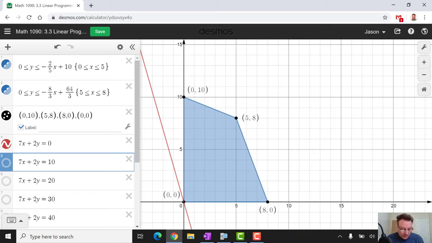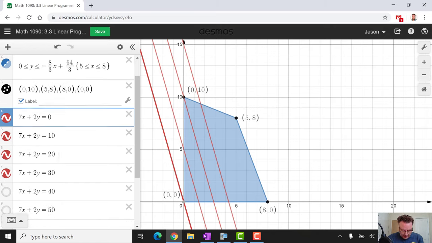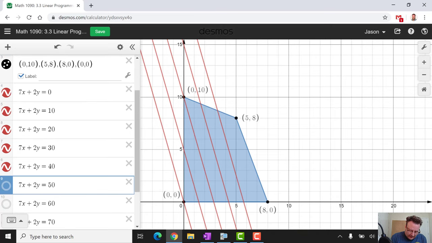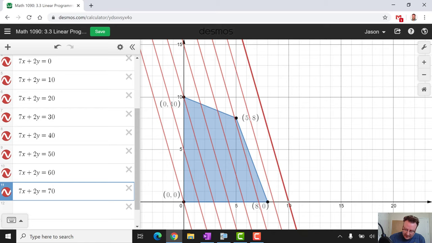So these red lines are my contours, just like the contours on the topographical map. And then the next one here corresponds with the line 7x plus 2y equals 10. Okay, and then if I keep going here, I've got a whole bunch of these. 7x plus 2y equals 20. 7x plus 2y equals 30, 40, 50, 60, 70. There. So I've got 8 different contours laid over this region, and I've covered the entire region with contours now.